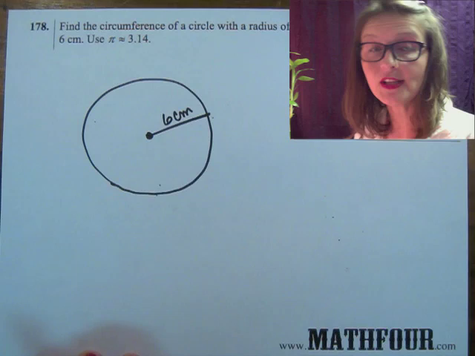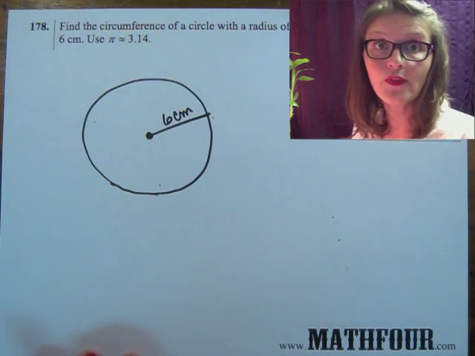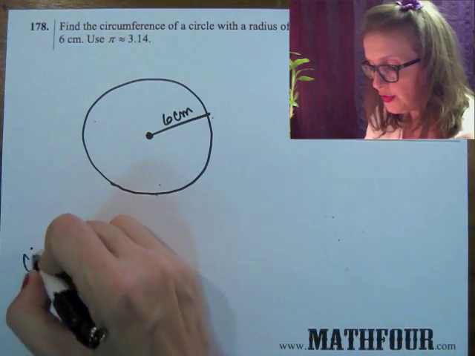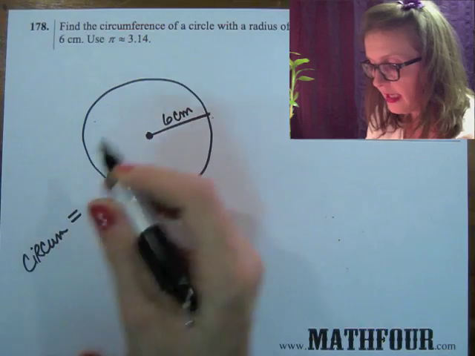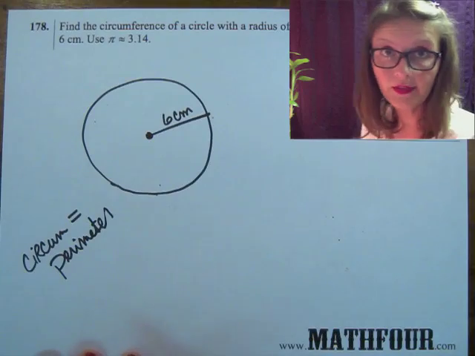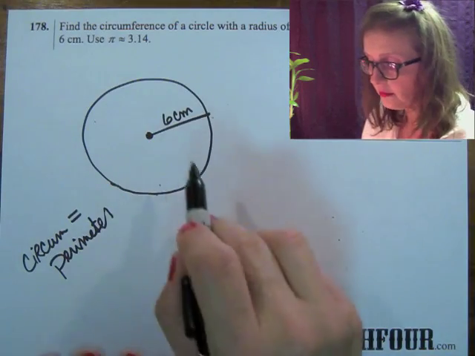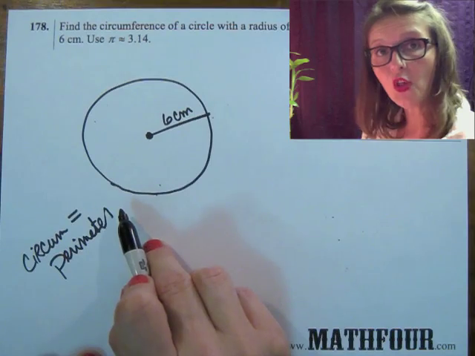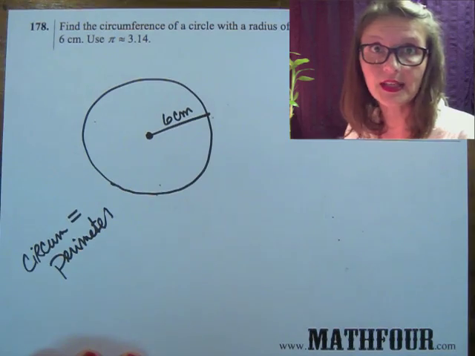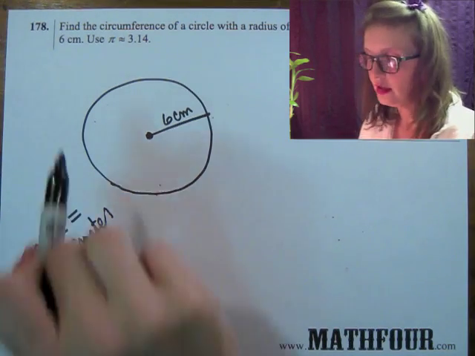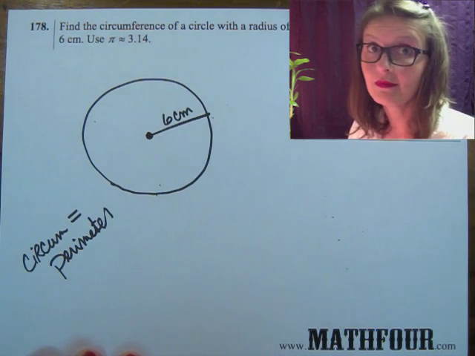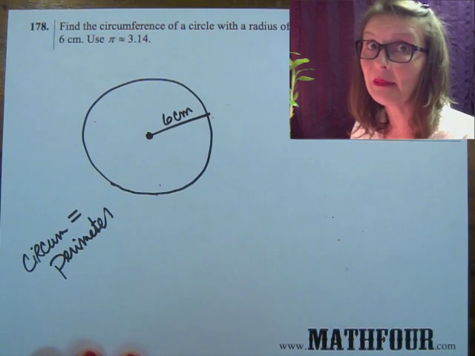The circumference is the fancy word for perimeter when we're talking about a circle. So circumference equals perimeter. Why we have to have a new word, I don't know. So I want the circumference all the way around of this circle that has radius equals 6 centimeters. Here's the kicker. It tells me to use pi equals 3.14, which means I'm probably going to need pi.